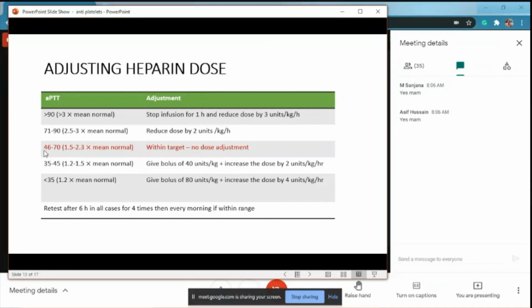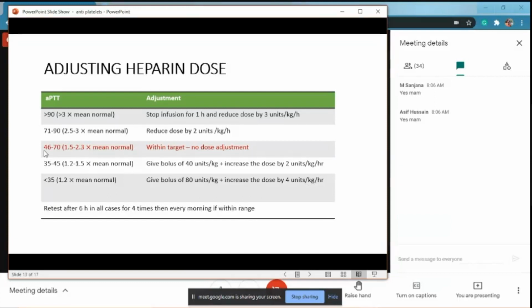Now what is in between? So 46 to 70 is target, and above 90 we have to stop. If it is between 71 and 90, we only have to reduce the dose. Just remember reduce dose. If the physician asks what adjustment I have to do, you say you have to reduce the dose. Now if the physician asks how many units, you know that it's a single digit unit. So you don't have to go for 6 or 8 units. You just have to go with below that.